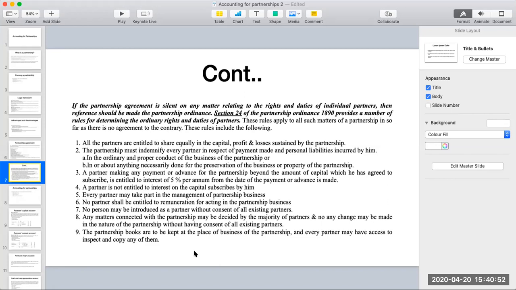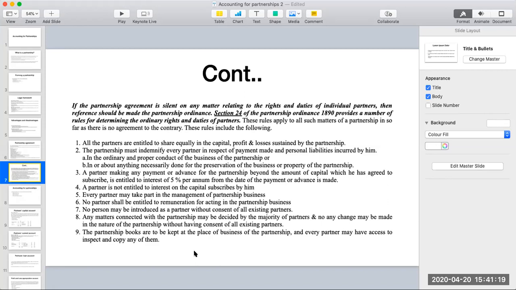The partnership books are to be kept at the place of business of the partnership, and every partner may have access to inspect and copy any of them. So the books of accounts have to be kept where the business is conducted, and all the partners have access to the books of accounts, and they should be able to inspect and copy them.